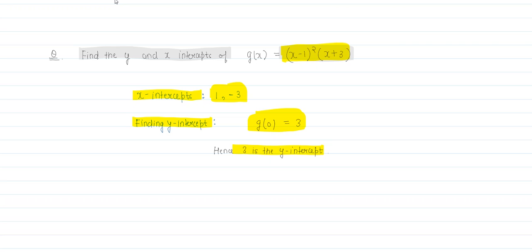So if there is a function f, whatever the value of the function is at x equal to 0, let's say c, that c is our y-intercept. So that's how we find the zeros of any polynomial function.